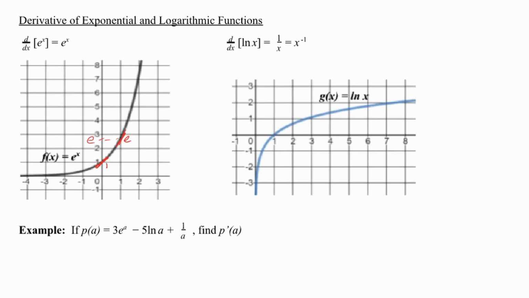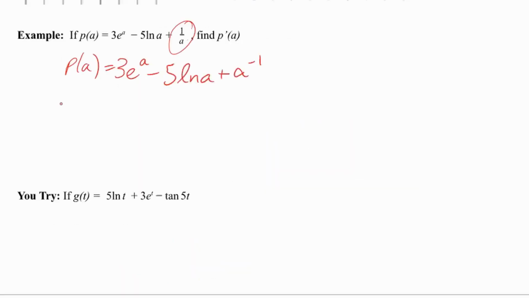We have P of a equals 3e to the a minus 5 ln of a plus 1 over a. Now be careful here. You might be tempted to think, oh, ln of x derivative is 1 over x, so that's what this is going to be. However, here we need to rewrite our function to get rid of this 1 over a. So we can use our power rule there. So 3e to the a minus 5 ln of a plus a to the negative 1. Now we can take our derivative.